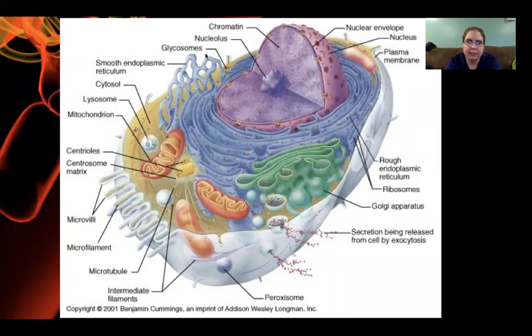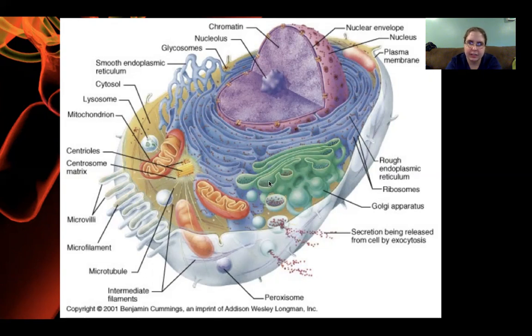Smooth ER makes lipids and fats, and mitochondria provides energy. Lysosome breaks down waste. Centrioles aids in cell division. Golgi packages and ships stuff out of the cells. Now you'll be able to see that a little bit better here.